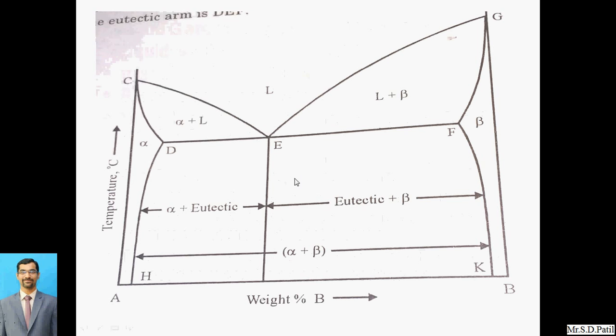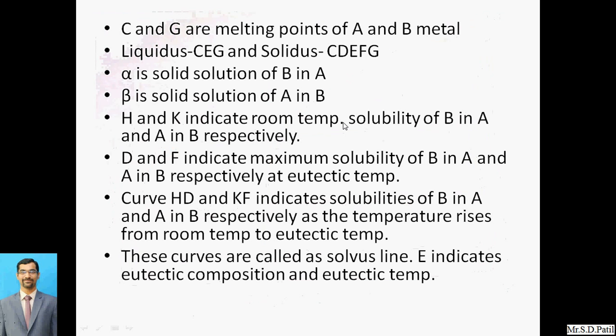Now D and F indicate the maximum solubility of B in A and A in B at eutectic temperature. So these points D and F indicate the maximum solubility. D is the maximum solubility of B in A at eutectic temperature, and point F is the maximum solubility of A in metal B at eutectic temperature.